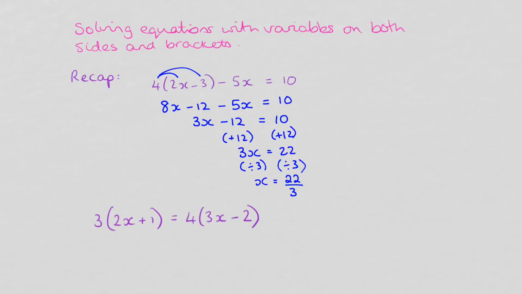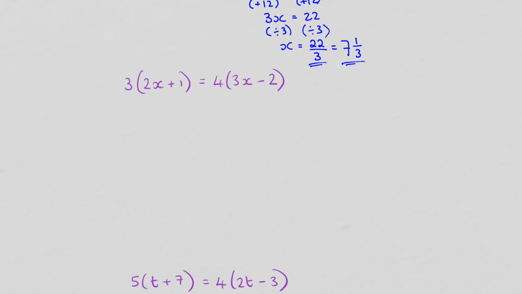So we can leave it as it is, or we can change it into a mixed number if we like. So 3 into 22 goes 7 times, and you've got 1 left over, so it's 7 1/3. Okay, so x is either 22 over 3 or 7 1/3, same thing. But you mustn't leave a fraction in an answer that can be simplified. You must simplify it. Okay, so that was just a recap of what we do with equations with brackets.